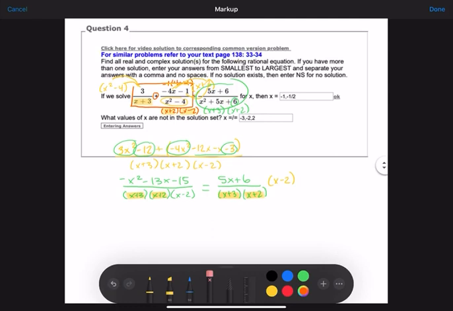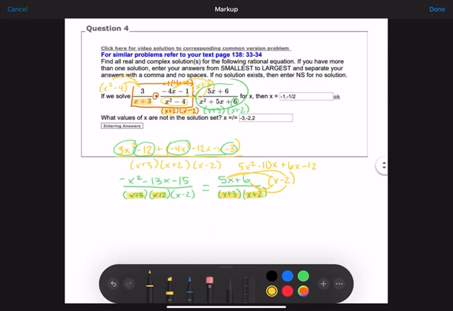So I'm going to go ahead and do that kind of off to the side. So I have 5x times x. This is going to give me 5x squared, and then 5x times negative 2 is negative 10x. 6 times x is plus 6x, and then 6 times negative 2 is negative 12.